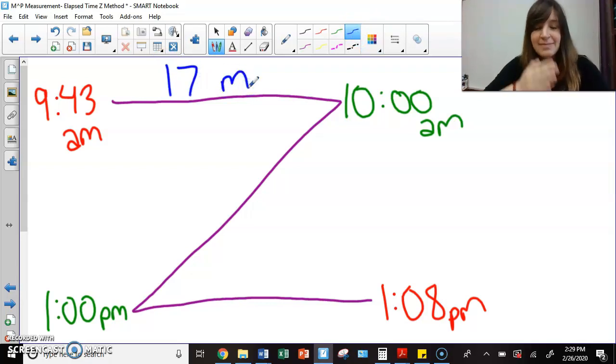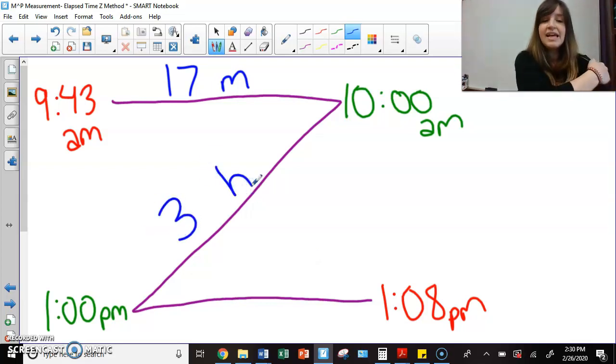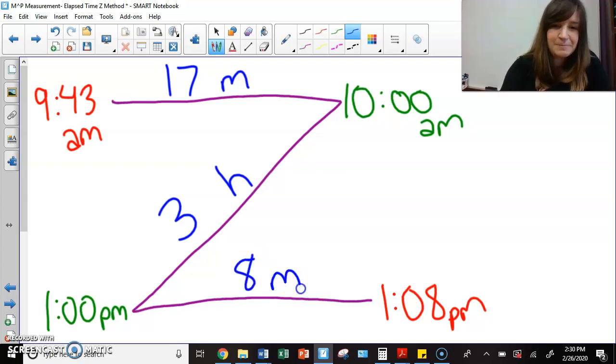Okay, then I'm going to look at this middle line. So I'm going to talk about just hours. So from 10 o'clock to 1 o'clock, I'm going to count the amount of hours that have passed. So we have 10 o'clock, 11 o'clock, 12 o'clock, 1 o'clock. So that's 3 hours that have passed between 10 and 1. Now, the bottom line is really simple to do because from 1 to 1:08, that's 8 minutes that have passed. So I'm going to go ahead and write 8 minutes right here.